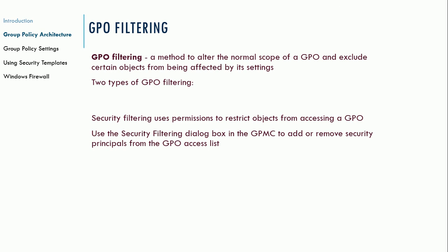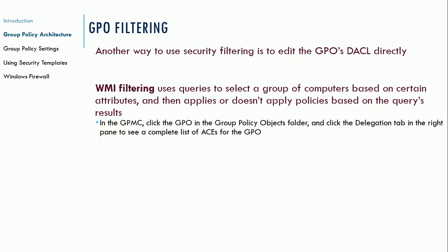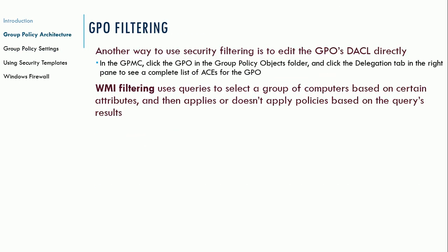And finally, GPO filtering is the method that we use to alter the normal scope of a GPO and exclude objects from being affected by its settings. So there's two types of GPO filtering. You have security filtering and Windows Management Instrumentation, or WMI filtering. And this is what the dialog looks like when you're doing filtering. Filtering can get somewhat complicated, but basically it uses the WMI language. WMI is sort of a query language used with Windows management. It's not really taught in this course, but it's certainly something that you can learn about. But basically it's sort of a query language for Active Directory, more or less.